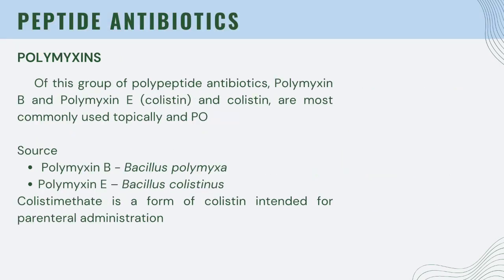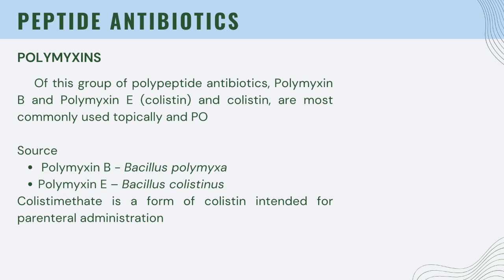Now let's talk about peptide antibiotics. Peptide antibiotics are a class of antimicrobial peptides produced naturally by various organisms, including animals, plants, fungi, and bacteria. These peptides play a crucial role in the innate immune response, helping to defend against bacterial, viral, and fungal infections. Peptide antibiotics typically have a broad spectrum of activity, meaning they can target a wide range of pathogens.